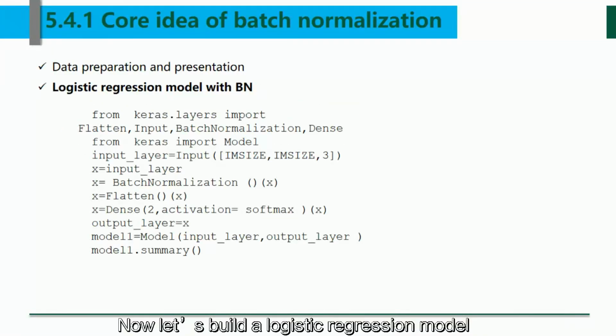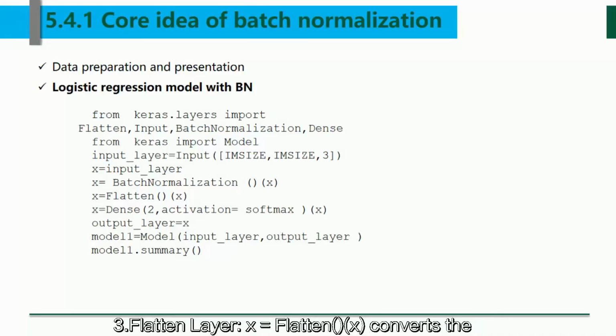Now let us build a logistic regression model with batch normalization (BN) using Keras. Let's walk through the code step by step. First, the input layer, Input(im_size, im_size, 3), accepts 128 multiplied by 128 color images, as cats and dogs are color images. Second, the batch normalization layer, X equals BatchNormalization(X). This is the key layer.